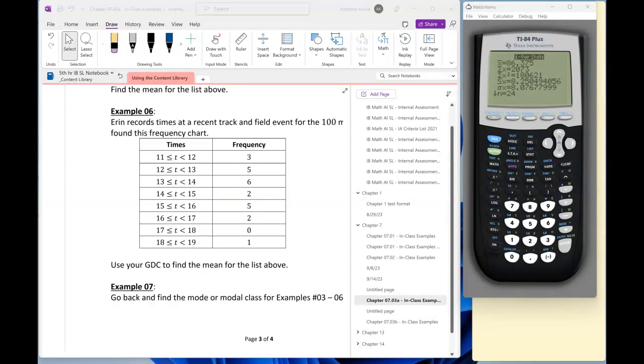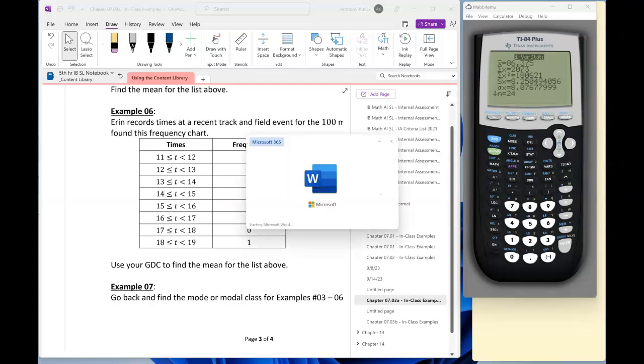Thank you. What do you notice about the grouping for this one? Boundaries. Yup. But what is the format though? Less than. Yup. Does that mean anything different when we do our mid-intervals? Is that going to change anything? I'm just asking. Maybe the answer is no.